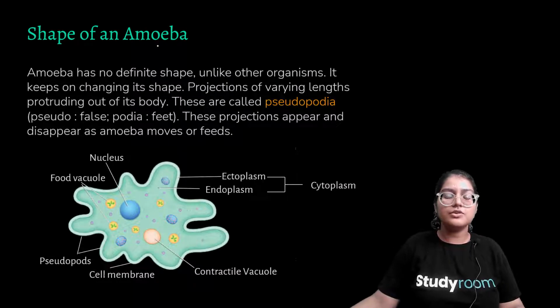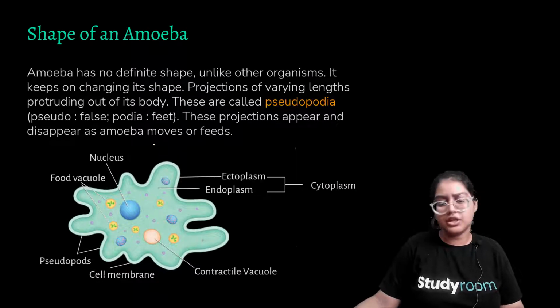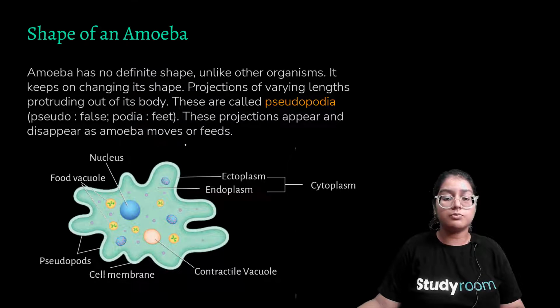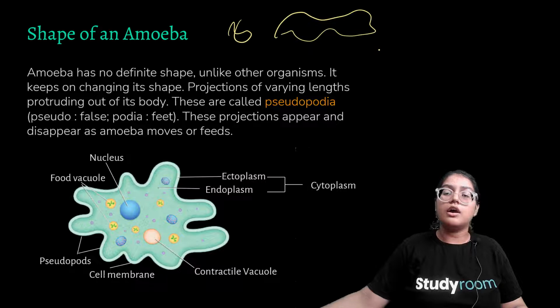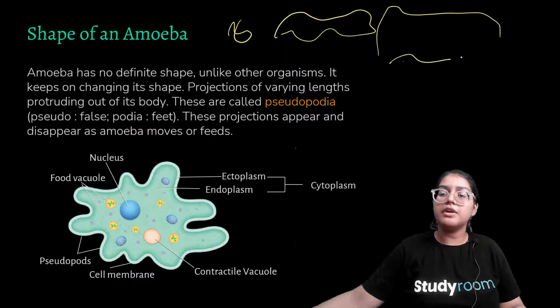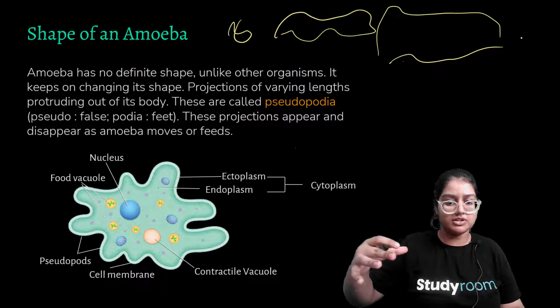Shape of amoeba. You can see amoeba has no shape. Amoeba can be of any shape. It can acquire anything, so amoeba has no definite shape. Unlike other organisms, it keeps on changing its shape, with projections of varying lengths protruding out of its body. Amoeba can be this, amoeba can be this, amoeba can be of any shape. It has no definite shape.